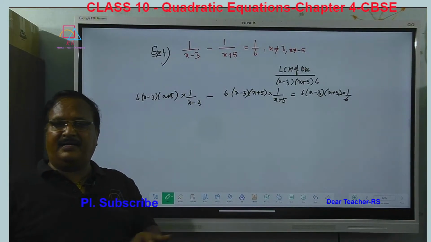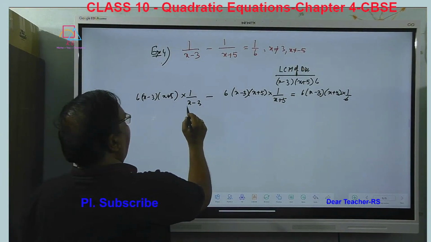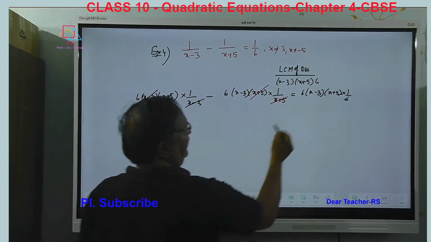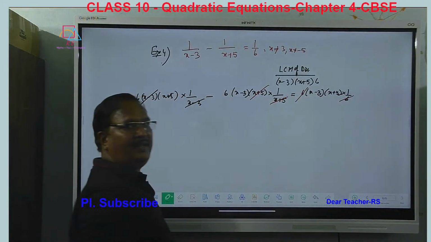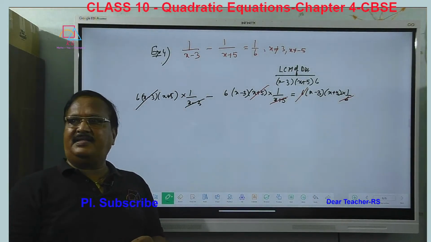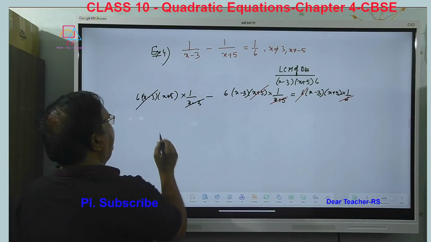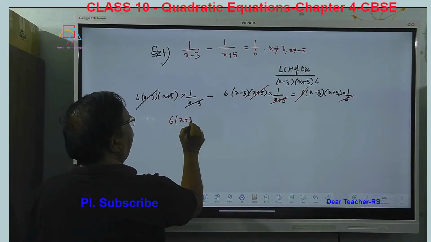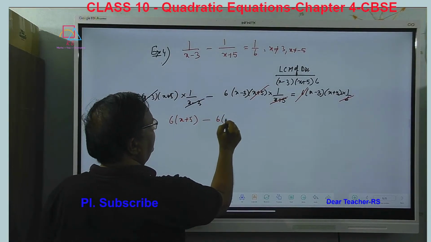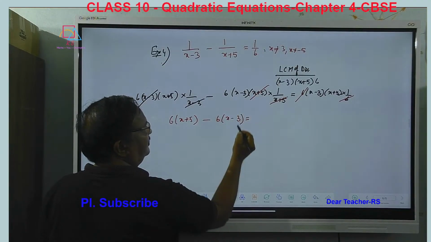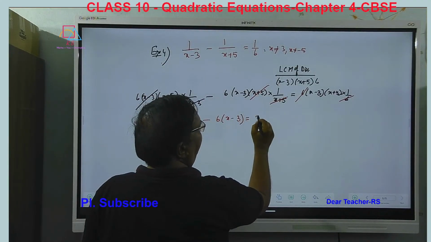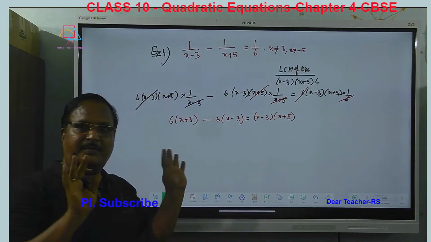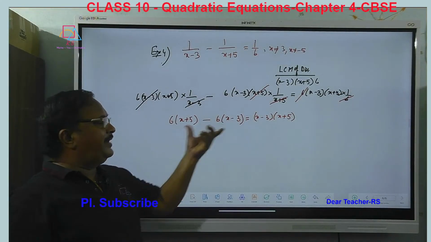If you do like that, all the denominators will get cancelled. x minus 3 will get cancelled, x plus 5 will get cancelled, 6 will get cancelled. So what is left here? 6 into x plus 5. Here what is left? 6 into x minus 3 is equal to, there what is left? x minus 3 into x plus 5. Denominators gone. Now only the brackets are there.